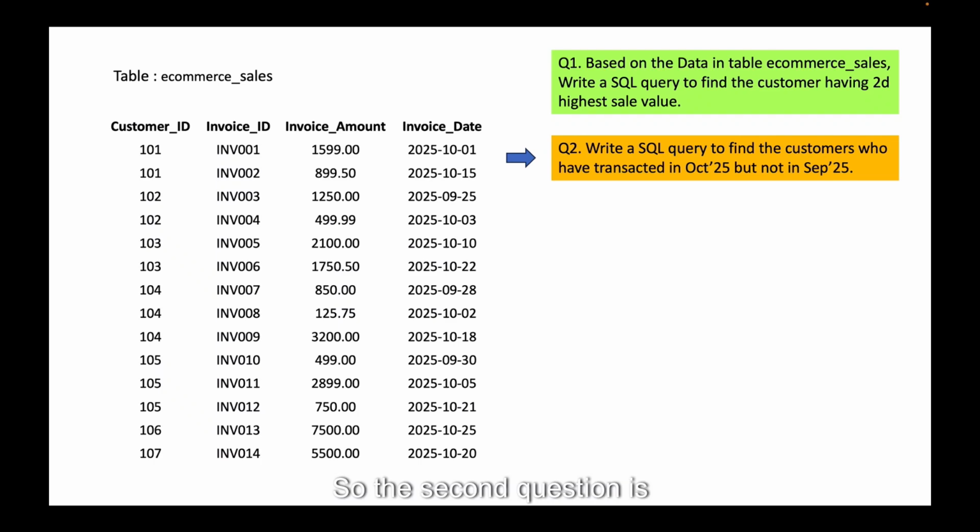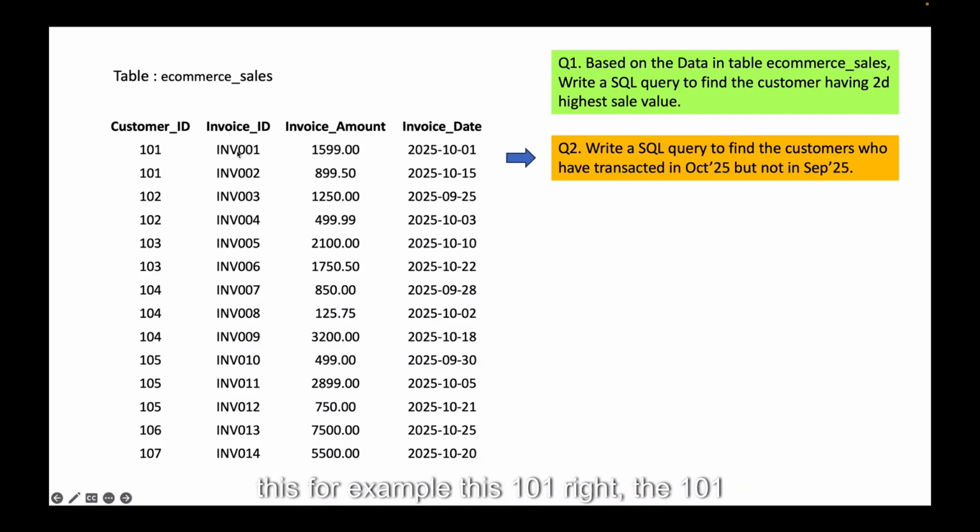So the second question is, write an SQL query to find the customers who have transacted in October but not in September, right? So if you see in the invoice data, we have details for the months of September and October. I have kept only 2 months of data. So the question was, customers who have transacted in October.